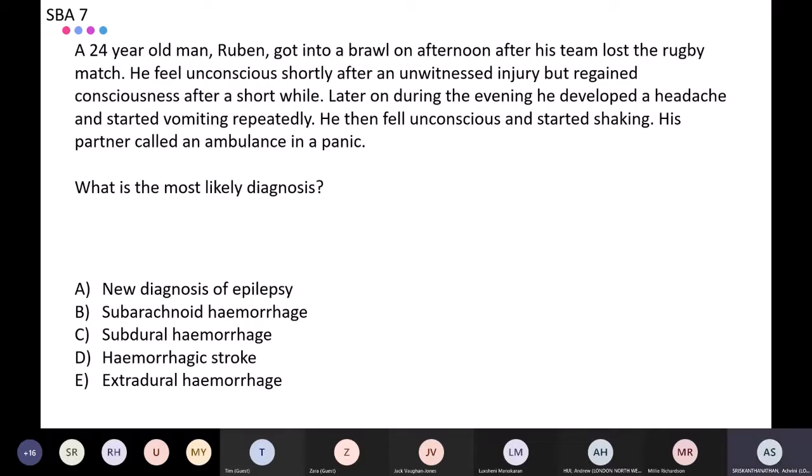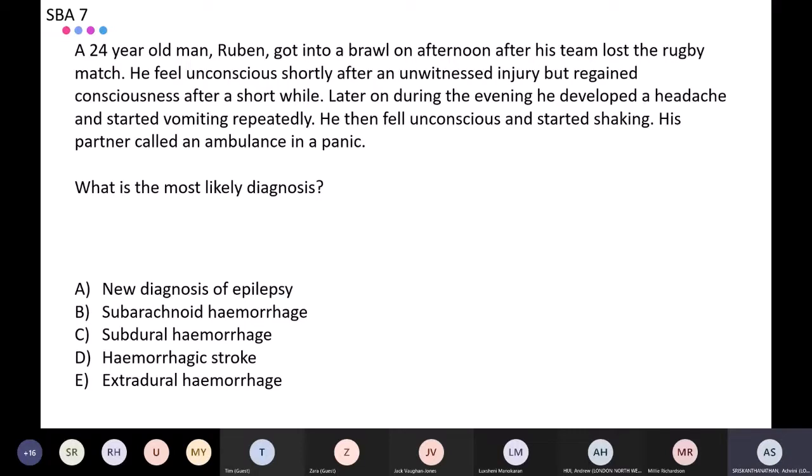Okay, I'll give you about 20 seconds. You can see quite a few people have answered already. Okay, give it 5 more seconds. Okay, I'm going to close the poll now.